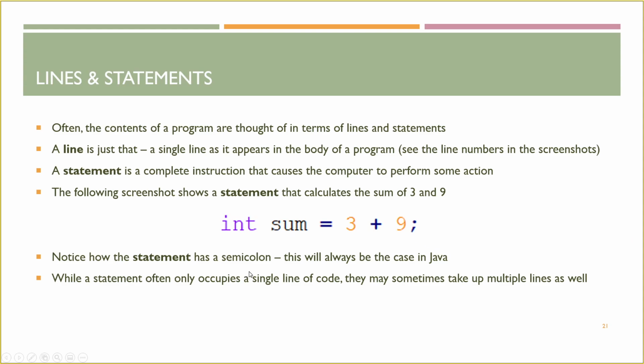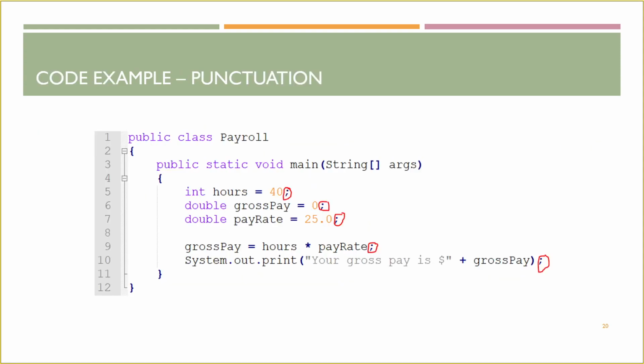It's often the case that a statement will occupy a single line of code, but it could take up multiple lines. It's possible that that could happen. So if we look here at our example, all of our statements in this little code screenshot are on one line. It may happen that they're on several lines.